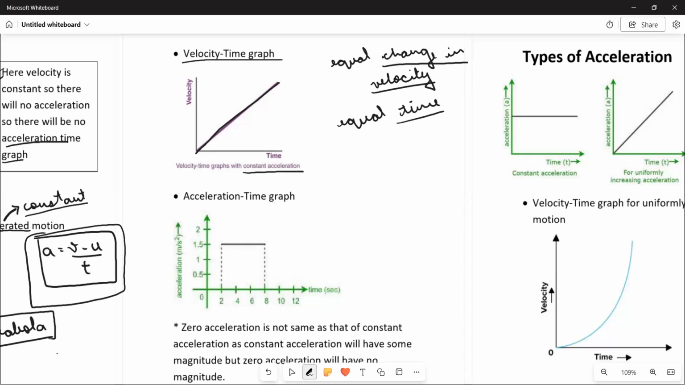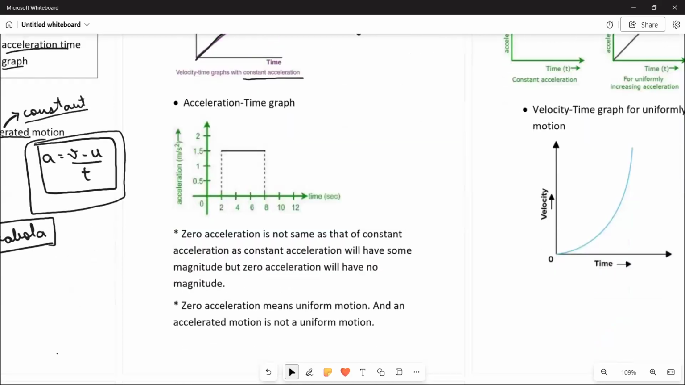Okay. So whenever there will be a constant or uniformly accelerated motion, if we plot it in terms of a velocity time graph, we'll always get a straight line. This is the same for uniform motion when the velocity was constant, and when velocity was constant, our displacement time graph was also the same. And when there is a constant acceleration, we'll get a straight line for the velocity time graph. Okay, so now we'll move on to the acceleration time graph.